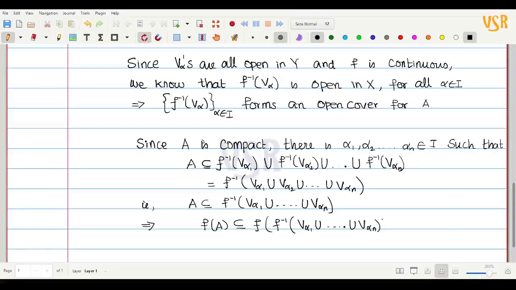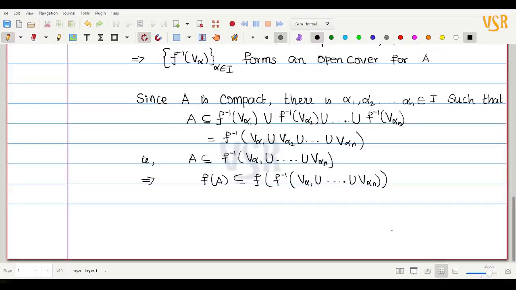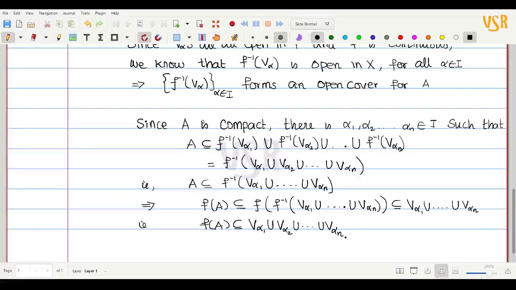So this is always true. Okay, and note that this is going to be a subset of v alpha 1 union dot dot dot union v alpha n. That is, f of capital A is a subset of v alpha 1 union v alpha 2 union dot dot dot union v alpha n. Okay, that is what we have proved. Now let me take the next page.